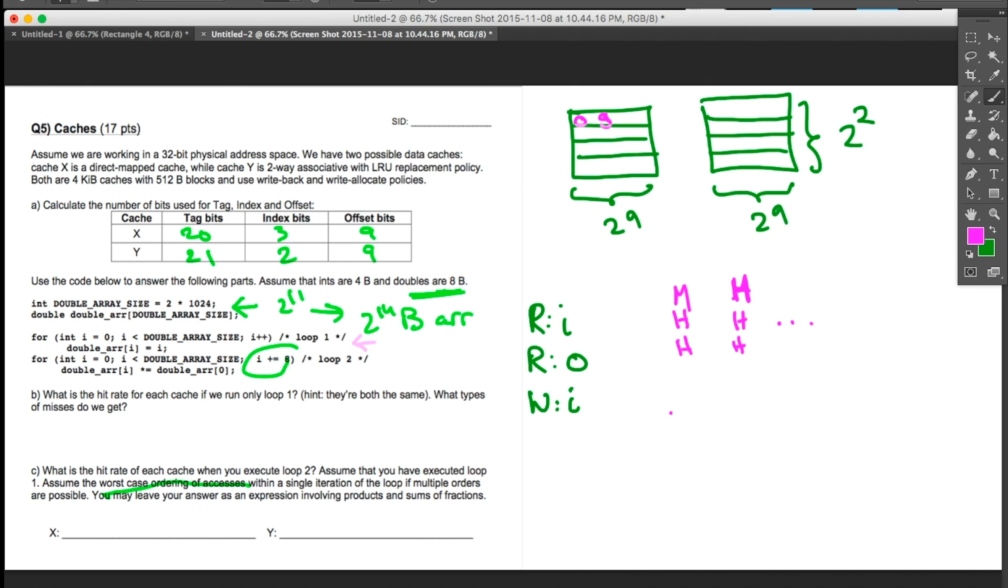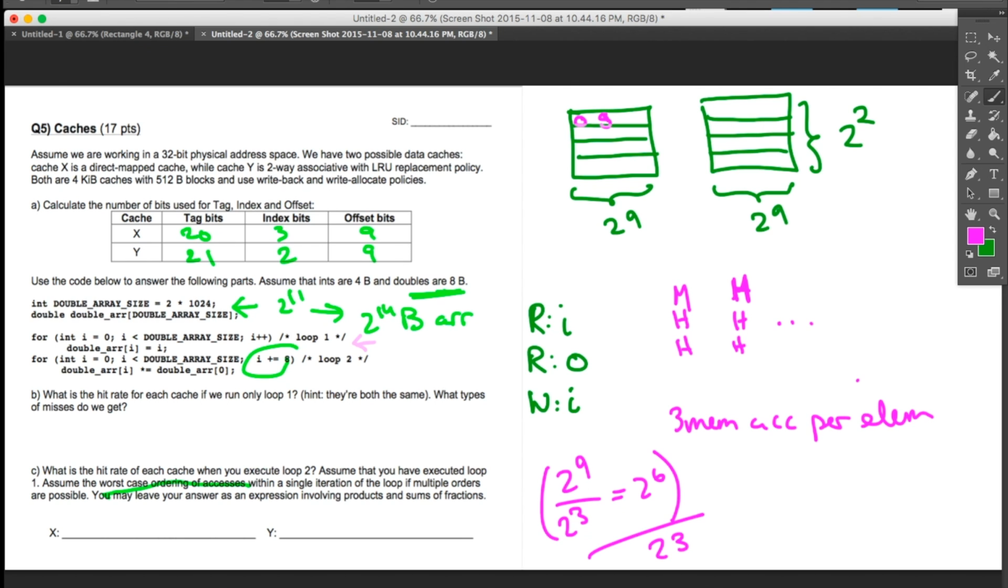Remember that we determined that there are 3 memory accesses per element, and the number of elements we're accessing is going to be the block size divided by the size of doubles. So there are 2 to the 6 total doubles in one block. However, we're taking a stride of 2 to the 3, so that's going to be 2 to the 3 elements that we're accessing. For each of these 8 elements, there are 3 memory accesses, so there are 24 total memory accesses. For this first block, notice we have 1 miss and then all hits. If you don't believe me, I encourage you to go through it, but the pattern's just going to keep repeating itself. So 23 over 24.